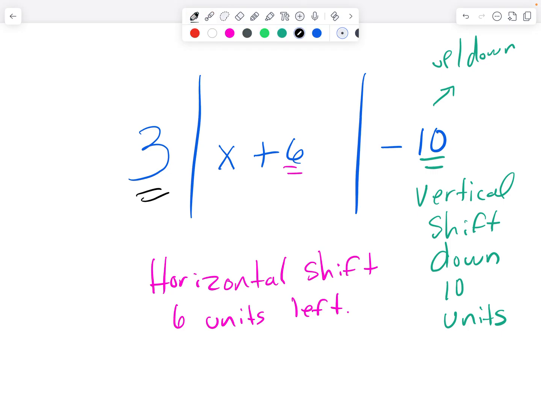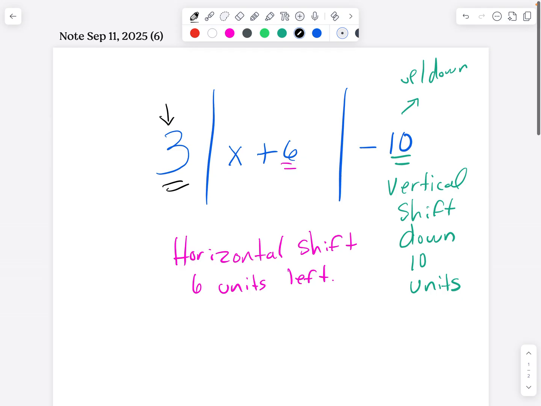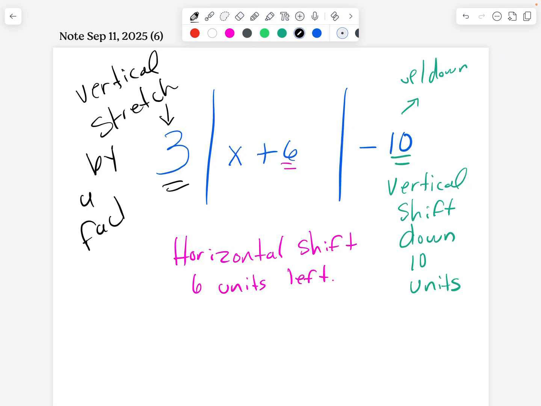So this right here, that's your stretch or compression. This right here is a vertical stretch by a factor of 3.